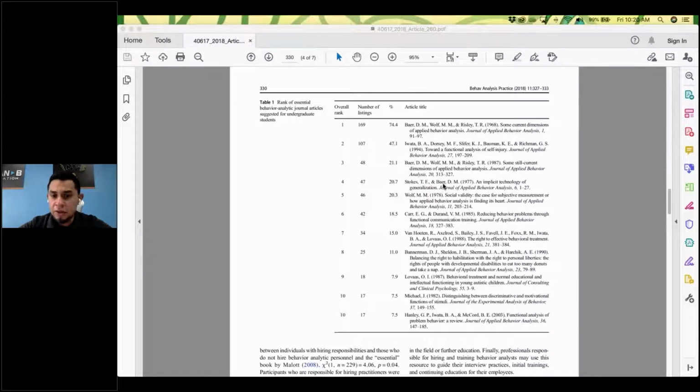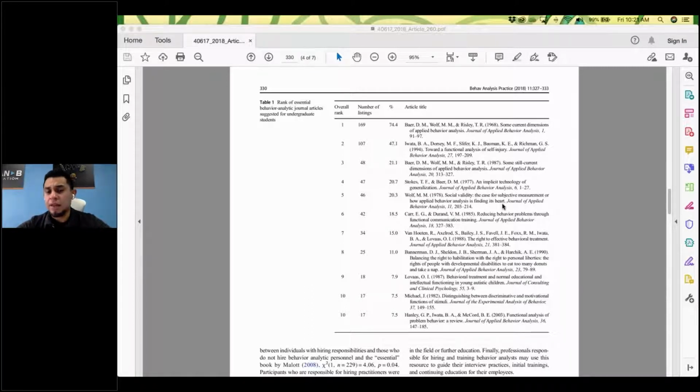They had Stokes and Baer, an implicit technology of generalization, and we know generalization is so important in our field. Then Wolf, social validity, right? The case of subjective measurement, or how applied behavior analysis is finding its way. Now, this is a really interesting one because in a lot of the current research that's been published, a lot of people are going more to the social validity part, knowing how people take our science is so important.